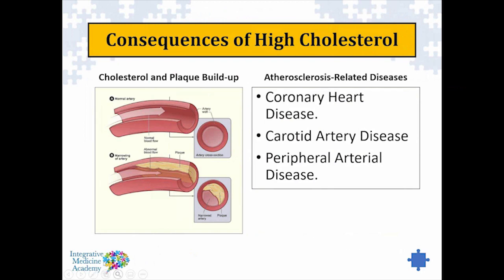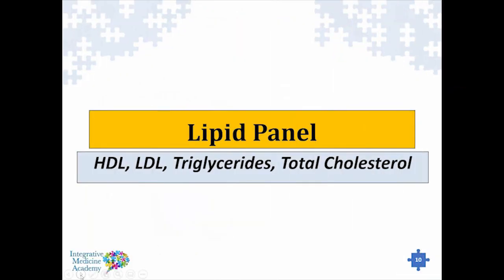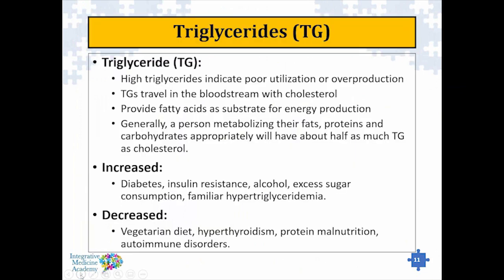Because total cholesterol is not just one thing, it is a combination of things. The value of total cholesterol is made up of HDL, LDL, and triglycerides. And so if we look at a standard lipid panel, triglycerides are often listed. Triglycerides travel in the bloodstream with cholesterol. They provide the fatty acid substrate that we need for energy production at the cellular level. And so usually if you're seeing high triglycerides, for example, there's poor utilization or perhaps overproduction or overconsumption of those.